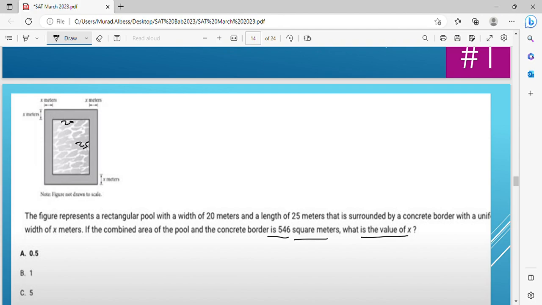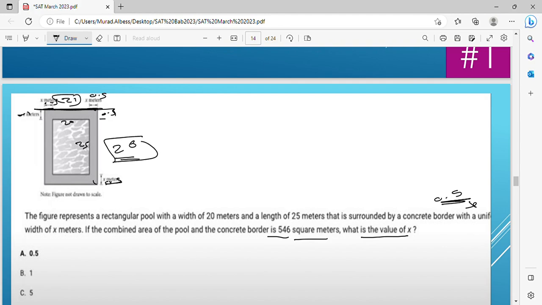Here, it's surrounded by a concrete border with a width of x, but it's not given. Okay, let me try 0.5. So x here is 0.5, and 0.5 here and 0.5 here, everywhere. It makes this side 26. And 0.5 here and 0.5 here makes this 21.